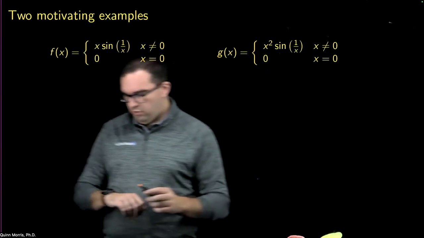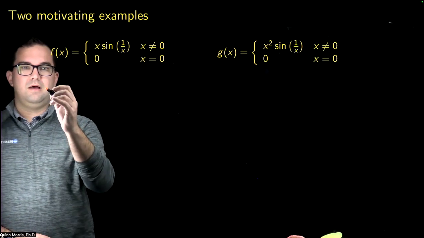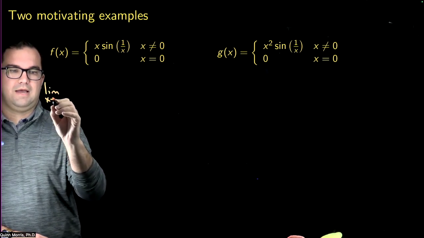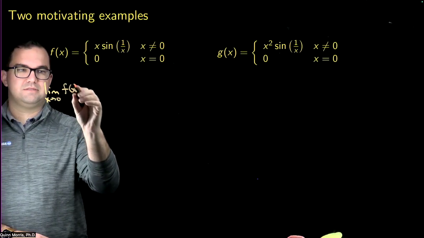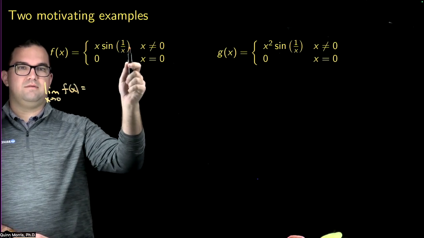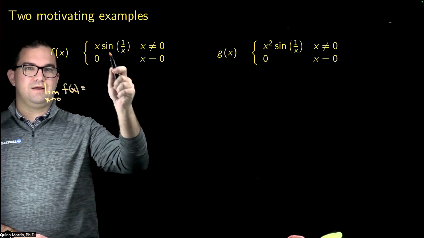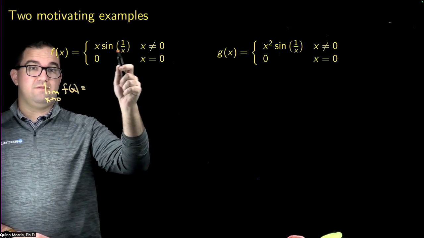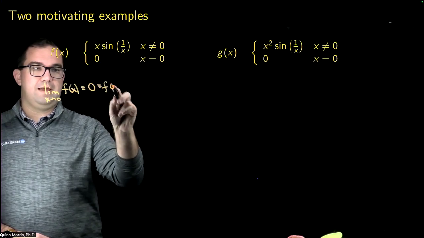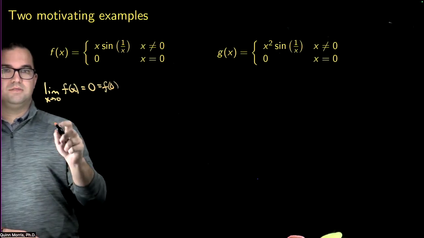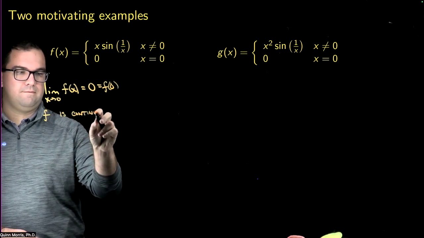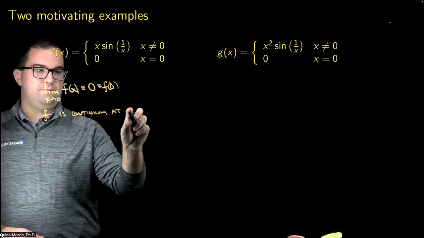In the context we've seen them before, we've previously noted that if I look at the limit as x goes to 0 of f of x, that will end up being 0. The x is going to 0, and the sine is oscillating quite rapidly as we get close to 0. However, it's bounded between -1 and 1. So I have something going to 0 times something that's bounded. That's going to go to 0, which, by the way, is f of 0. So in particular, we have that f is continuous at 0.